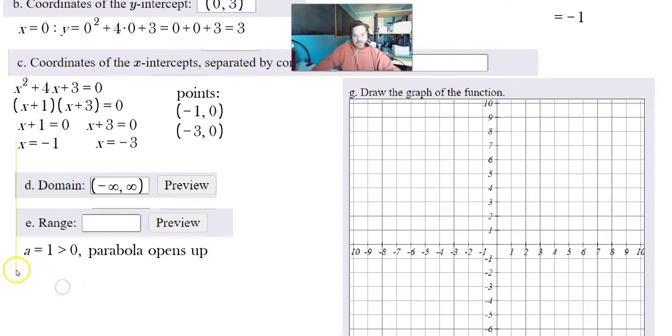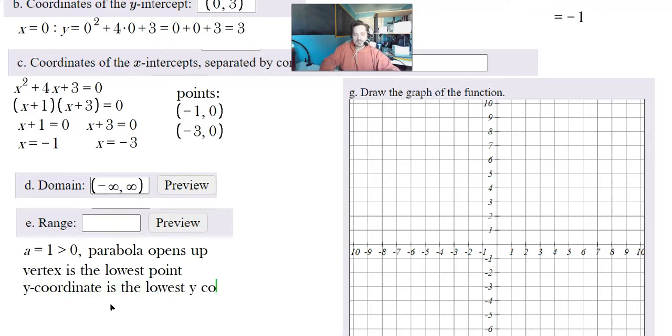All right. Since that's the case, then the vertex is the lowest point, since the parabola opens up. And since the vertex is the lowest point, then the y-coordinate is the lowest y-coordinate, like this. So putting all of that information together, you're going to have the following. Parabola opens up. There's a y-coordinate vertex here. It's the lowest. So you're going to go as follows.